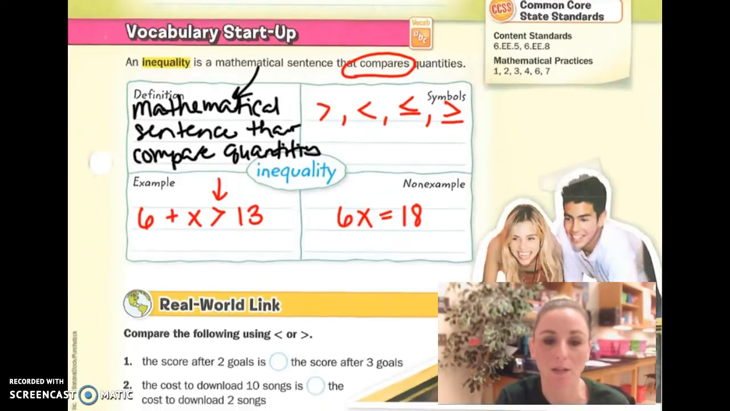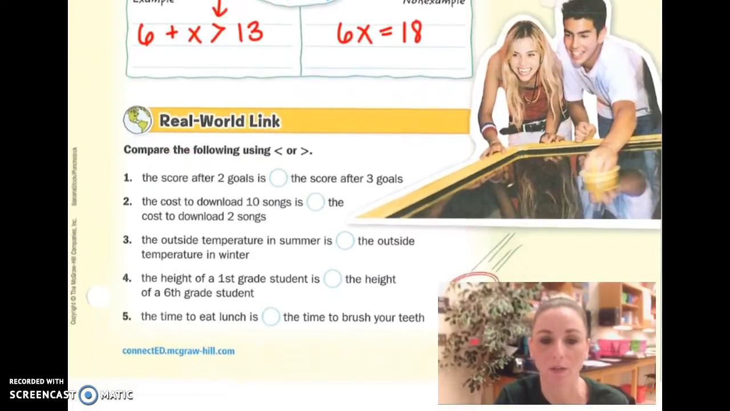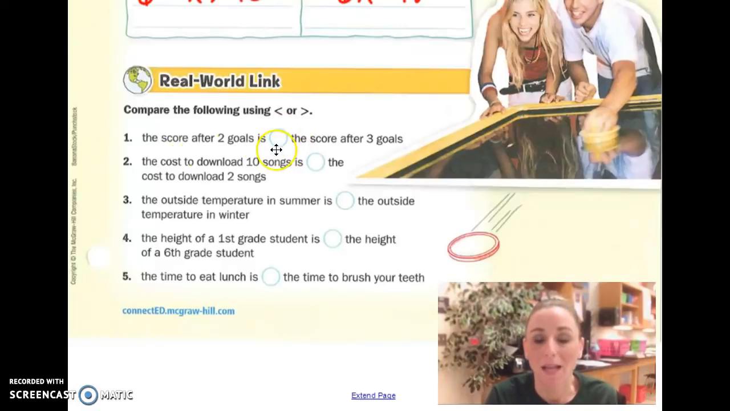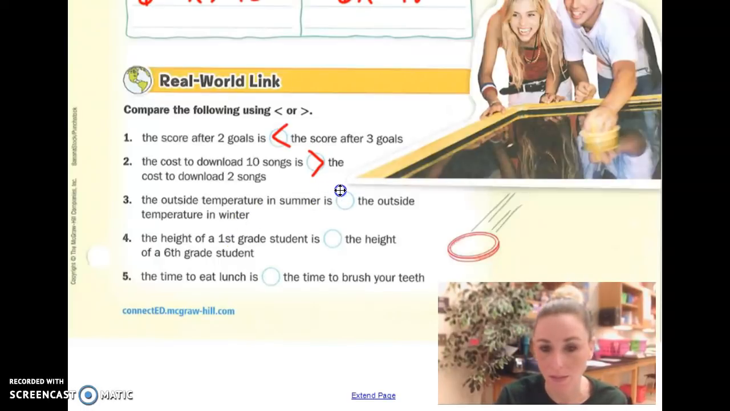Okay? So let's take a look at some examples because this should all be review. It says the score after 2 goals is less than or greater than the score after 3 goals. Well, we all know that the score of 2 goals is less than 3 goals. The cost to download 10 songs is greater than, less than, or equal to the cost to download 2 songs. Well, obviously it's going to cost more money to download 10 songs. The temperature outside in the summer is greater than or less than the temperature in the winter. Well, it's greater than because it's hotter in the summer here in Kansas.